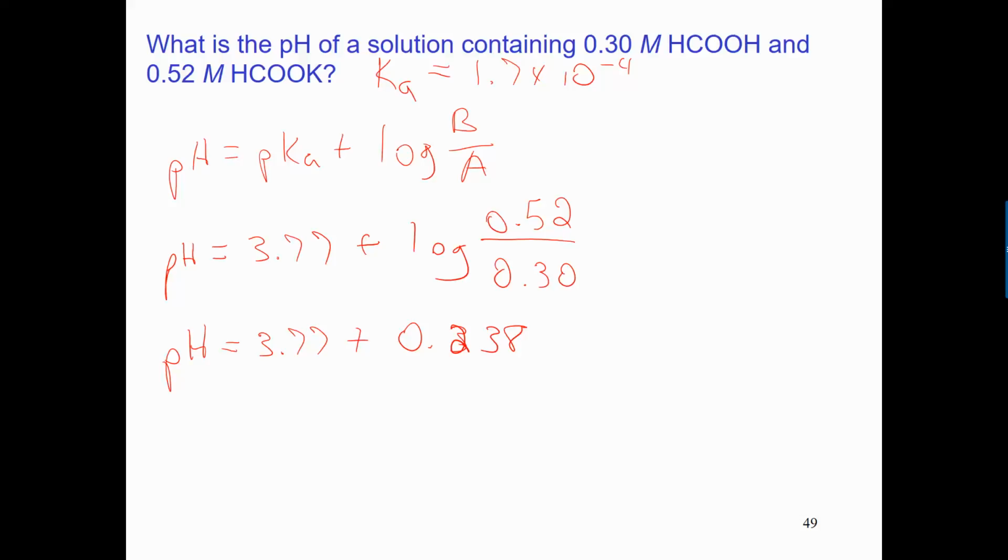4.008. When you add them together, that's the pH. 0.238, is that what it was? Okay, good. We'll get there. So the pH equals 4.008.